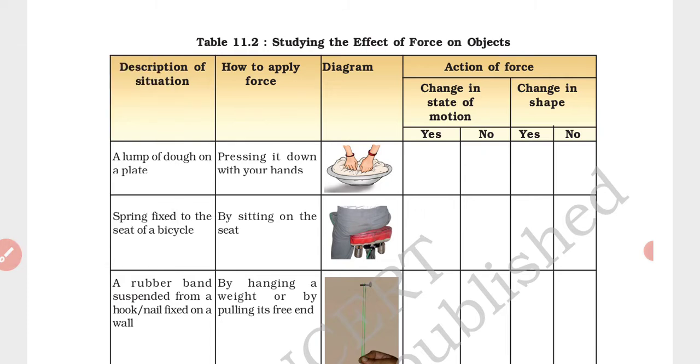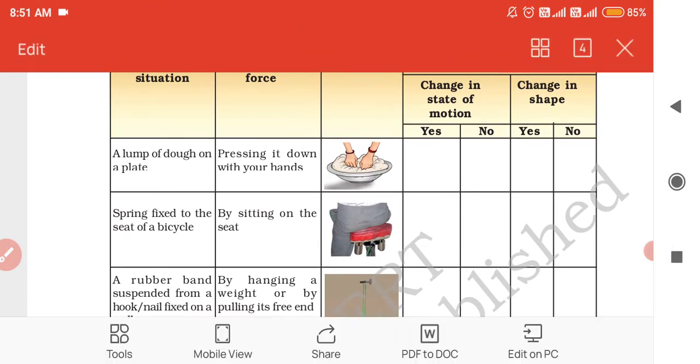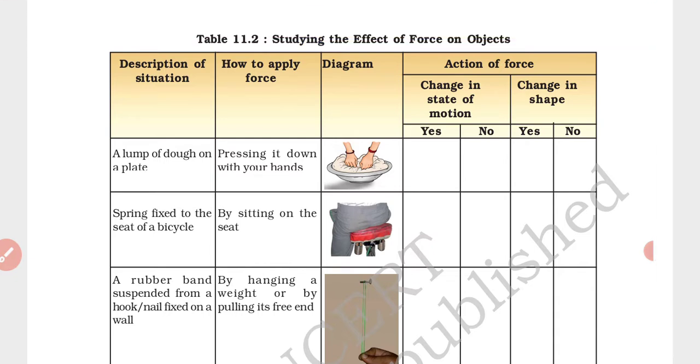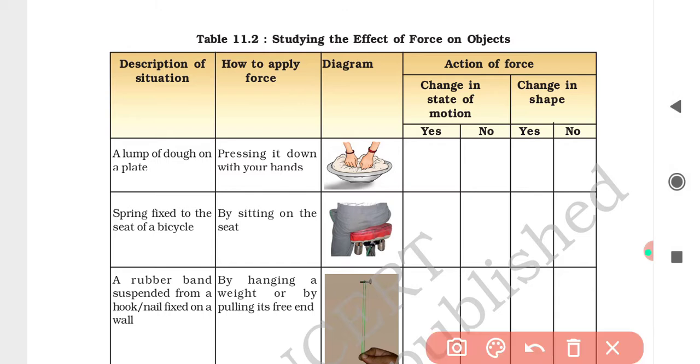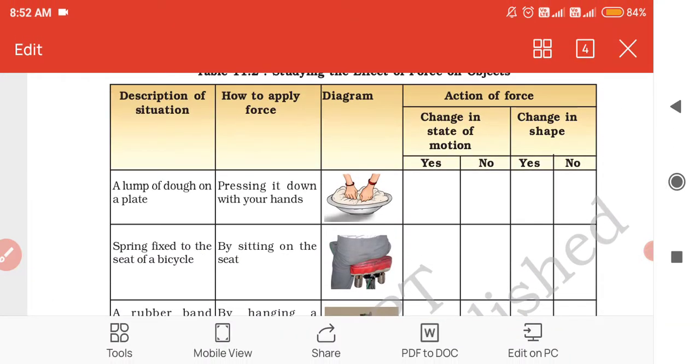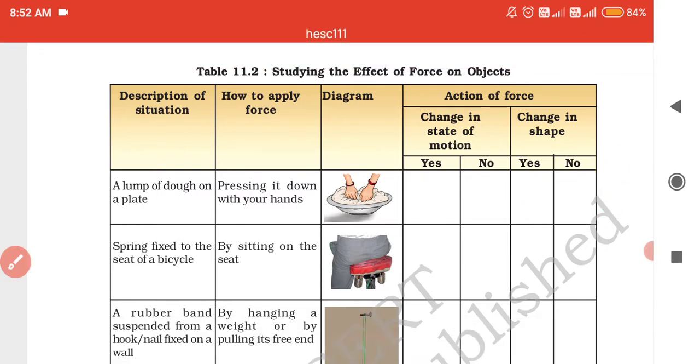In column 4 and 5, what is given to you? You see, action of force. Okay, if there is a change in the state of motion of the object which is given in the situation, then we have to give a tick mark over here. And if there is no change in the state of motion, then we have to give a cross like this. Okay. Then if there is a change in the shape of the object, similarly, then we have to give a tick mark, like this. And if there is no change in the shape, then again we have to give a cross. Okay, so let us do this then.